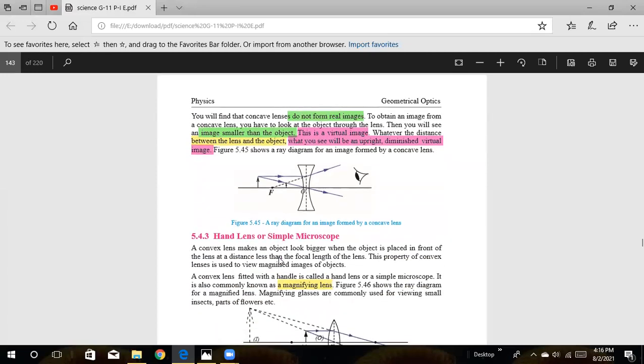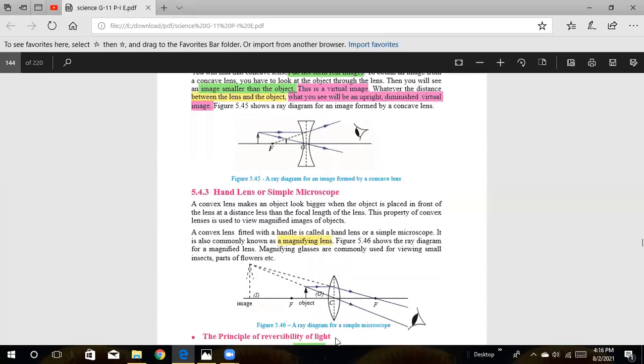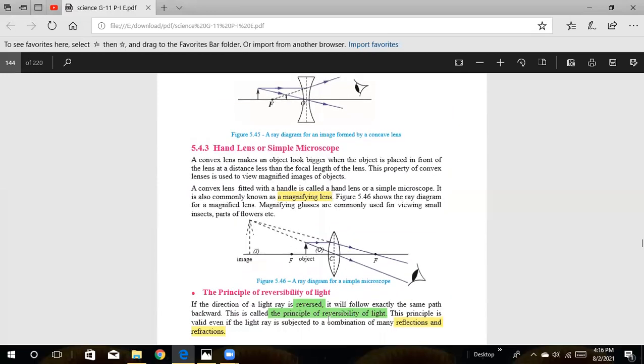Then we'll see the hand lens or simple microscope. We always use a hand lens to make large images. Small things seen through a hand lens give a large image. What is the process of that hand lens or simple microscope?